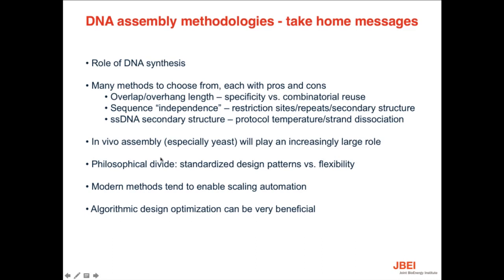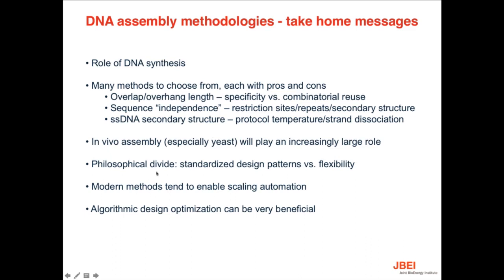I think going forward, in vivo assembly, like yeast TAR cloning, is going to be really important because generally speaking, that's going to enable you to get to much larger pieces of DNA and potentially more pieces of DNA, because of the specificity and an organism like yeast's capacity to propagate larger pieces of DNA.